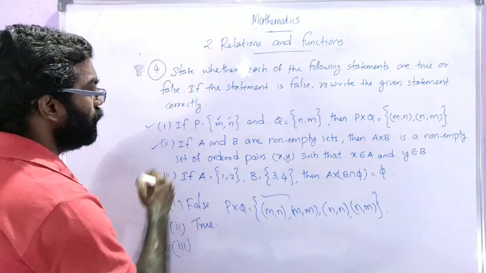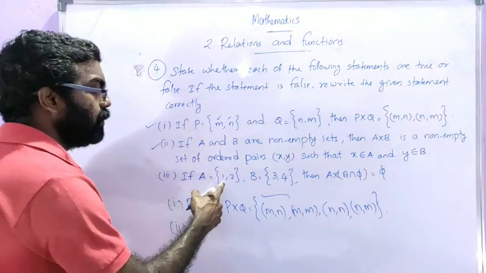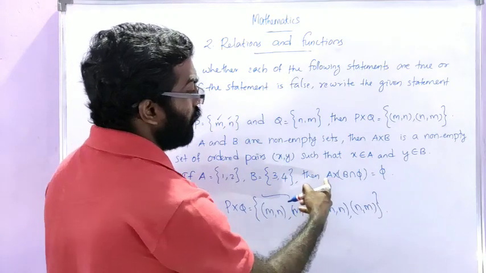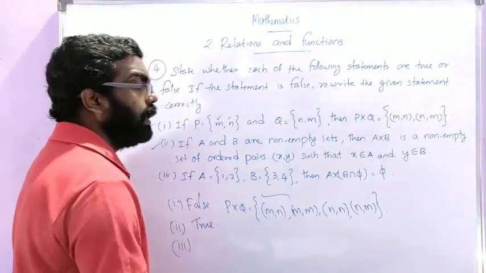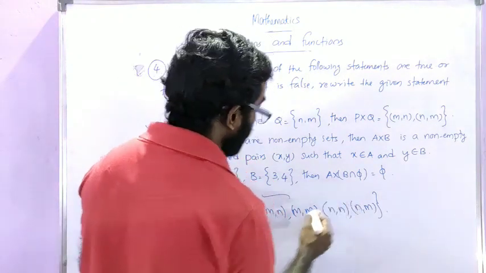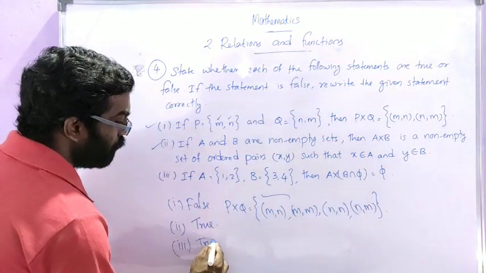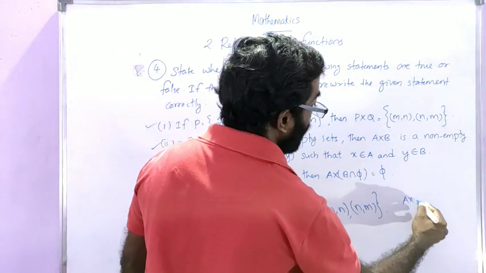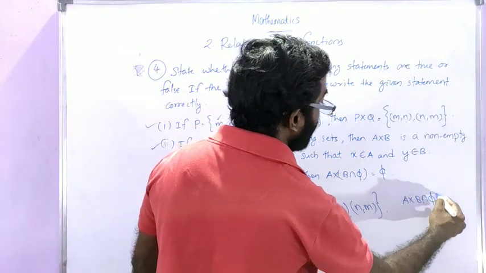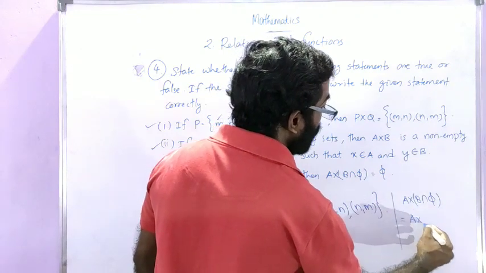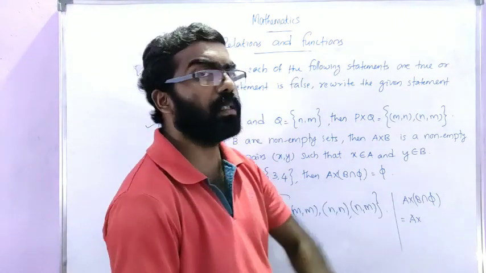Then the third one is, if A is equal to set {1, 2}, B is equal to set {3, 4}, then A × (B ∩ 5) equals 5. Okay, here also it is true. We can check it. A × (B ∩ 5) is equal to (A × B) ∩ 5.